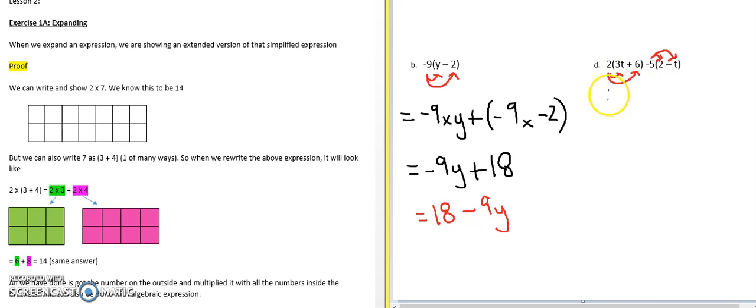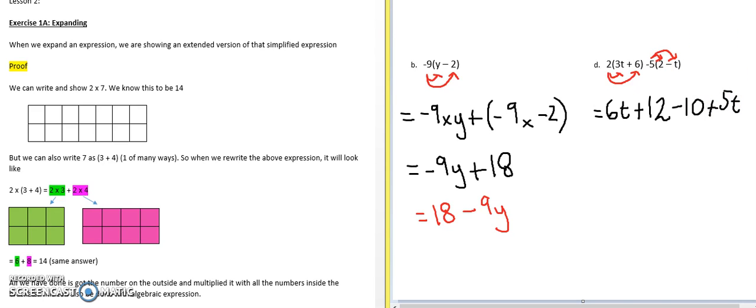So 2 times 3t, I'm just going to write straight into the next line. 2 times 3t, this is just 6, and then the letter t. 3 times 2 is 6. And 2 times 6, both positives, will give me 12. Negative 5 times positive 2 will give me negative 10. And negative 5 times negative t, so two negatives will give me a positive, and 5 times t is just 5t.